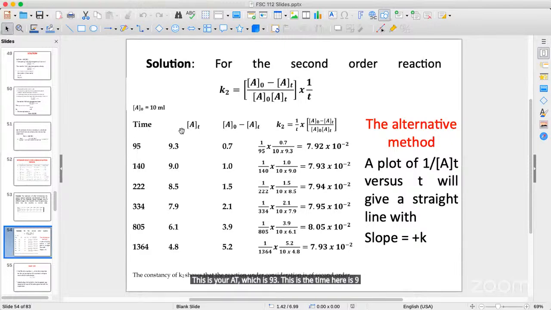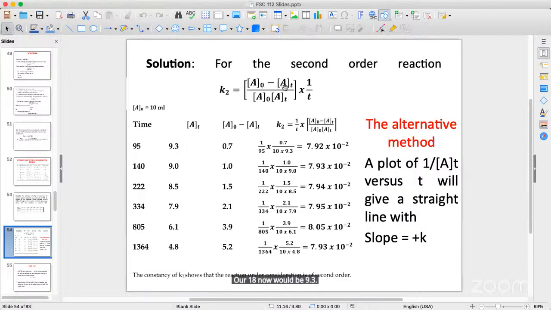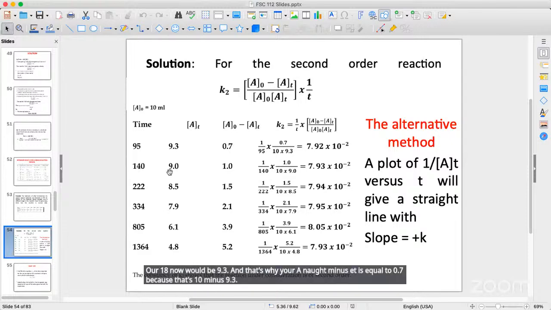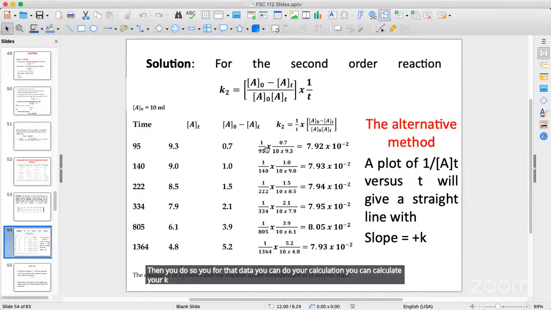Remember, the first time is 0, and our A naught is 10. Now, the second time is 95 seconds. Our A minus x now, because you're no longer at A naught, the initial concentration, will be 9.3. And that's why your A naught minus A minus x is equal to 0.7, because that's 10 minus 9.3. So for that data, you can calculate your k: 0.7 divided by A naught multiplied by A minus x, then divided by time. And that gives you 7.92.